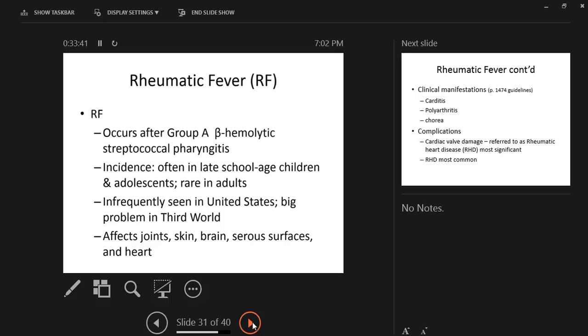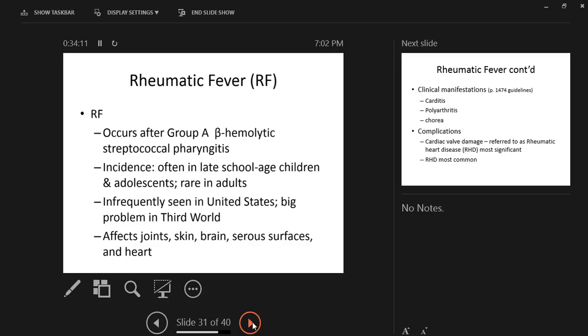Rheumatic fever occurs after group A or B hemolytic streptococcal or strep pharyngitis. The incidence is often in late school age children or adolescents. It's pretty rare in adults. Supposedly, it's not seen very often in the United States, but it's a real big problem in the third world countries. And I think it was last year there was a pretty good outbreak of it out west. So it's not totally eradicated yet.